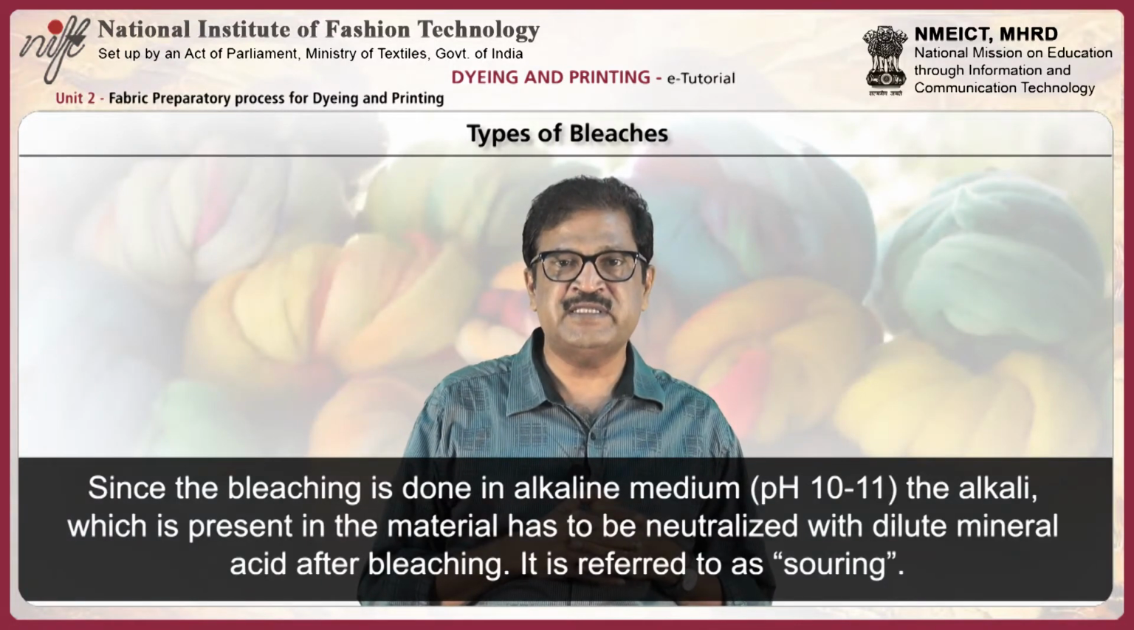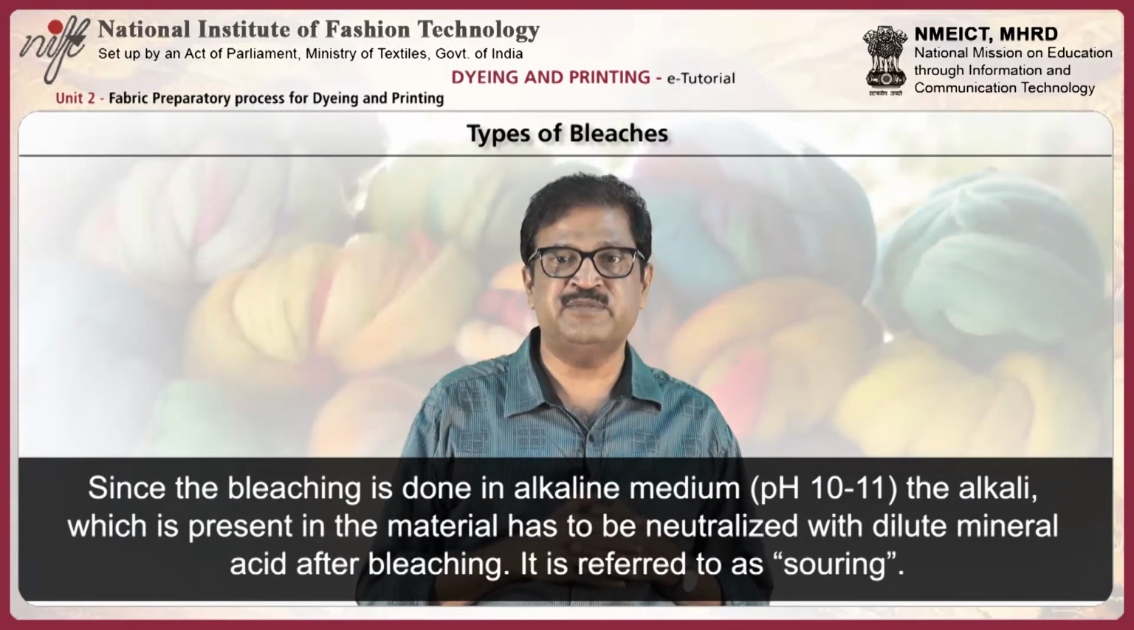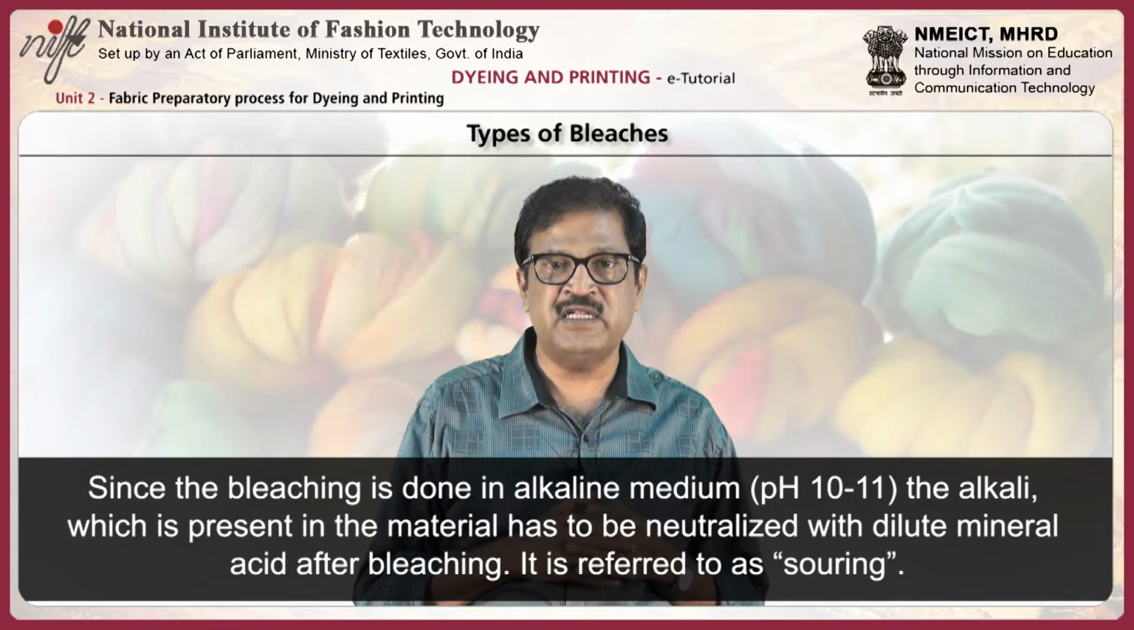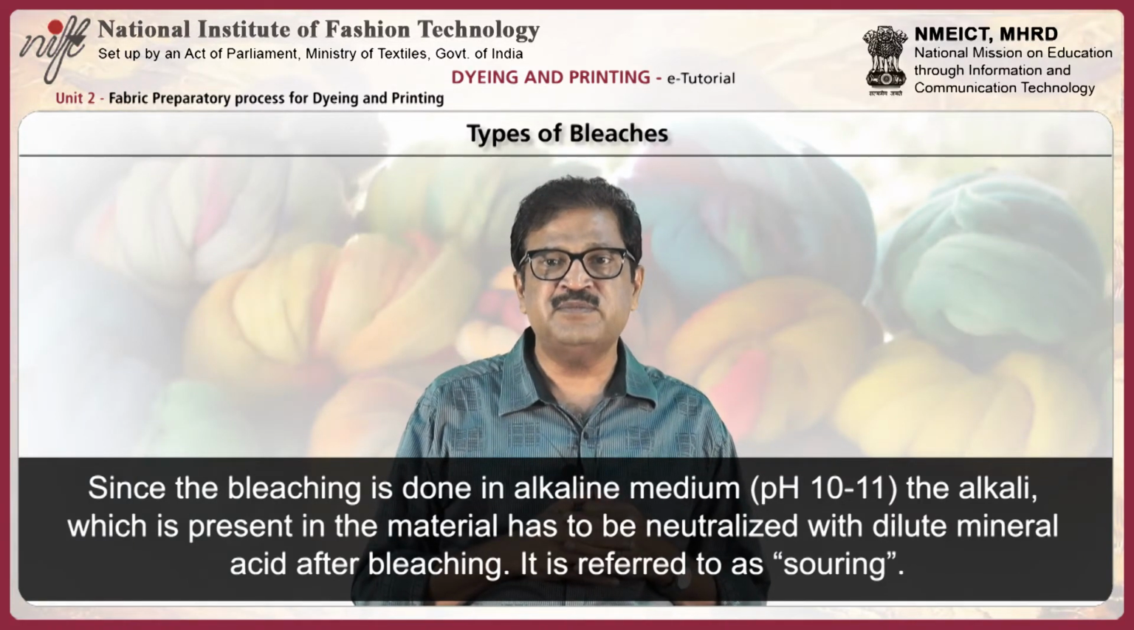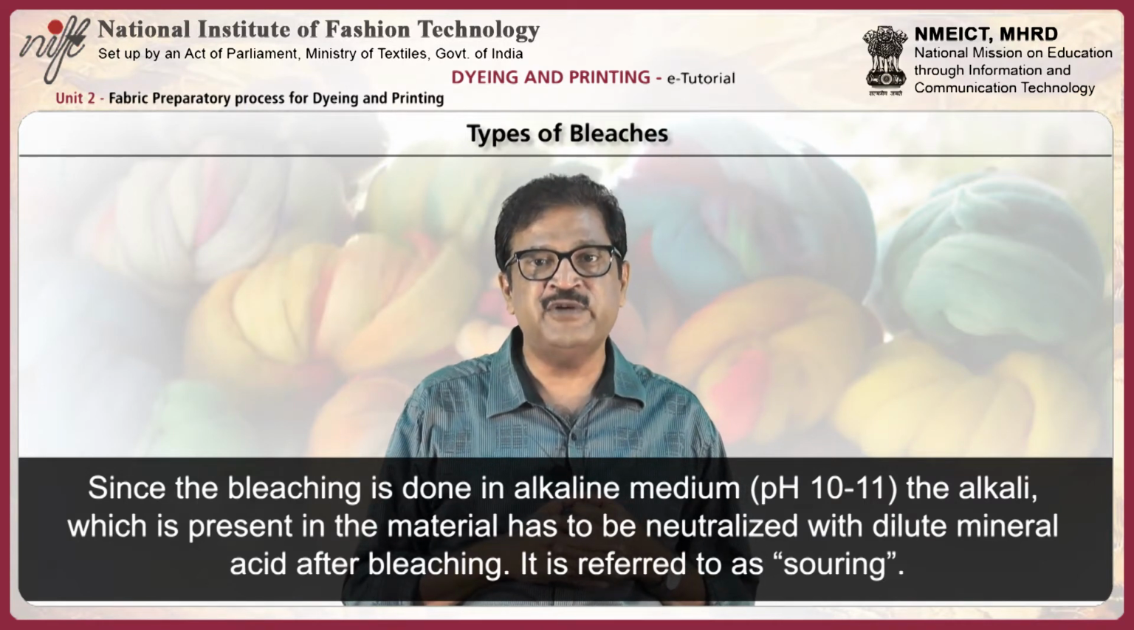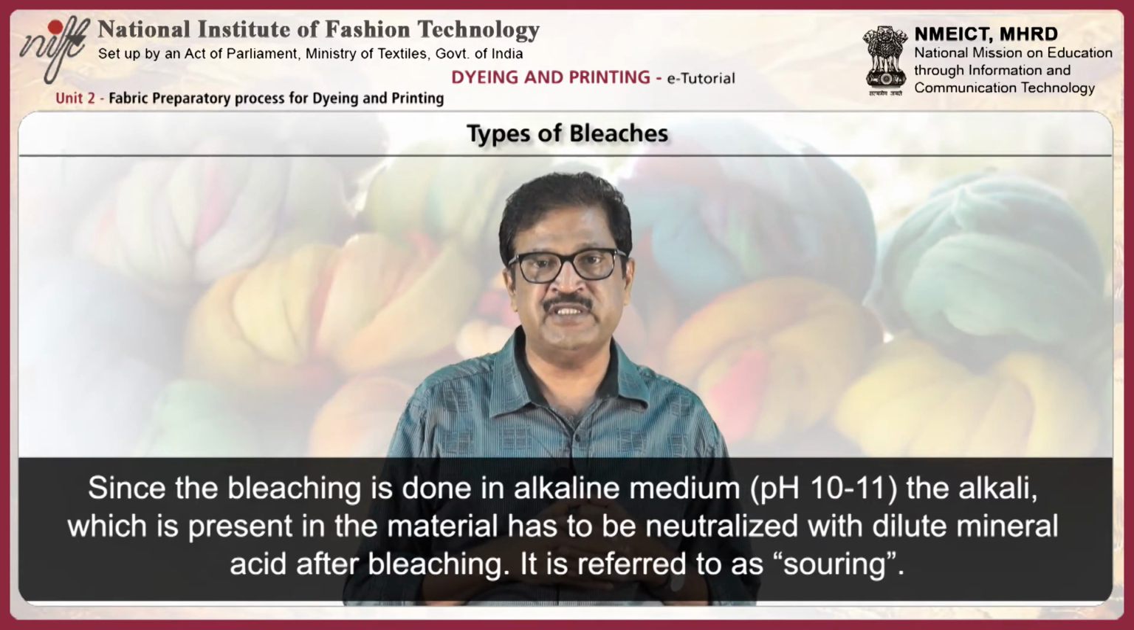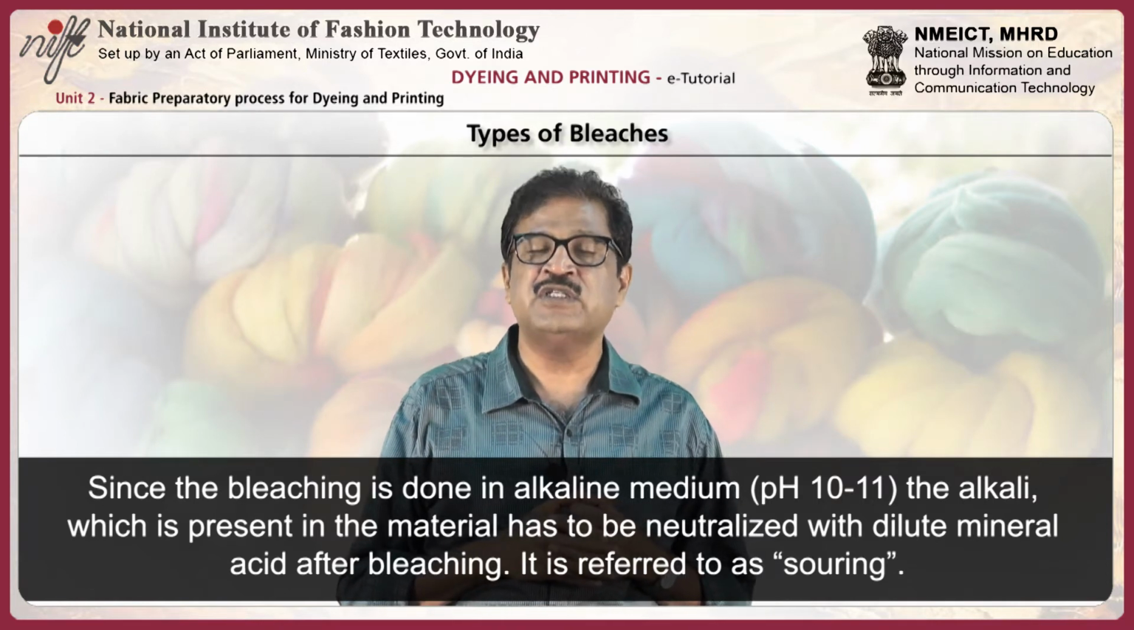Since the bleaching is done in alkaline medium, that is pH between 10 to 11, the alkali which is present in the material has to be neutralized with dilute mineral acid after bleaching. It is referred to as souring.